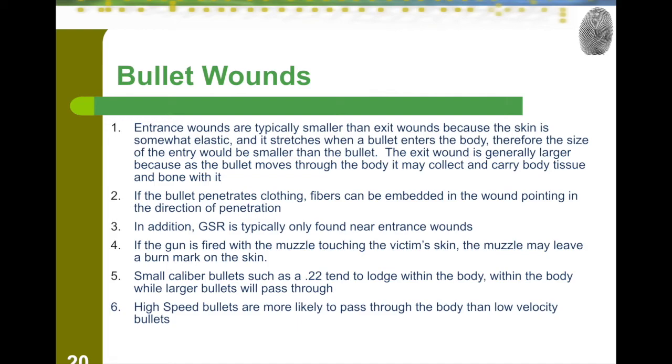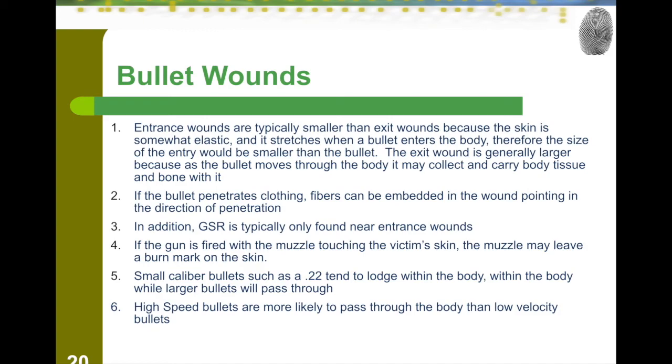So then you have bullet wounds. Bullet wounds can have entrance wounds that are typically smaller than exit wounds because the skin is somewhat elastic. So it stretches when a bullet enters the body. Therefore, the size of the entry would be smaller than the bullet. The exit wound is generally larger because as the bullet moves through the body, it may collect and carry blood, tissue and bone with it. If the bullet penetrates clothing, fibers can be embedded in the wound, pointing in the direction of penetration. In addition, the GSR is typically only found near the entrance wound.